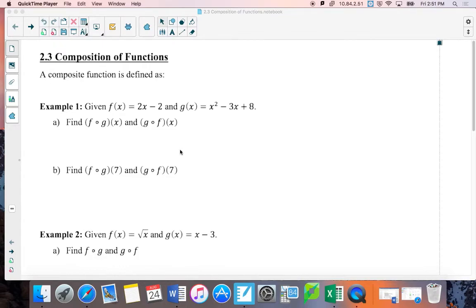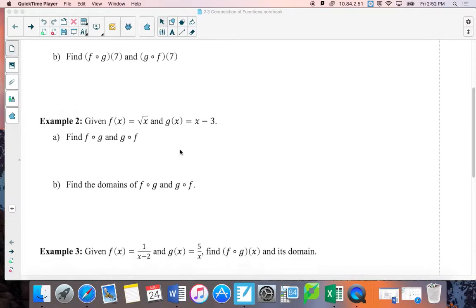All right, everybody, welcome back. We're going to do 2.3 composition as functions. I'm going to go ahead and skip example number 1. We're going to cover that one in class. So let's go ahead and jump into example number 2.